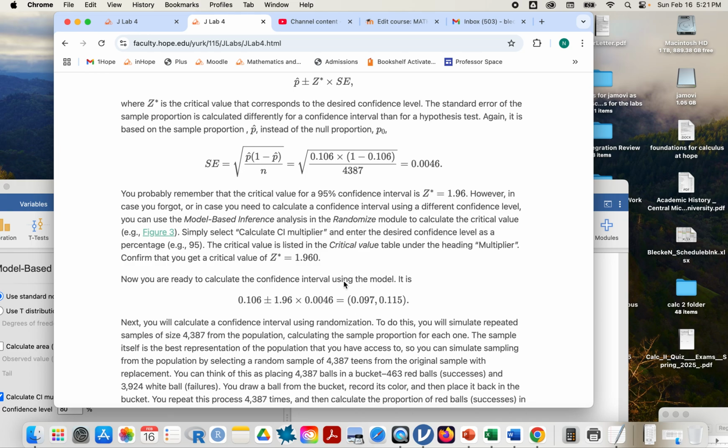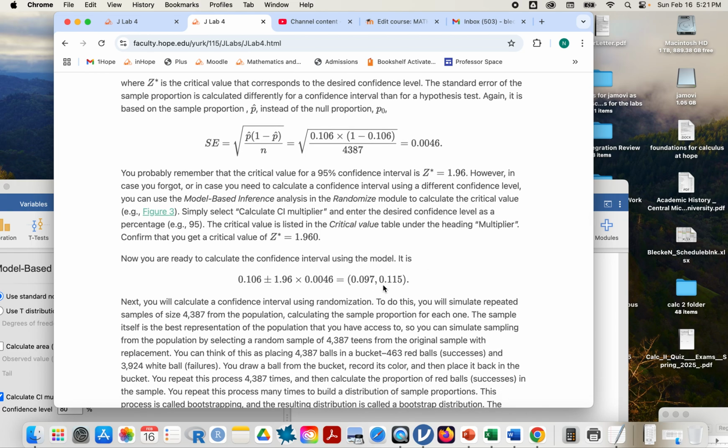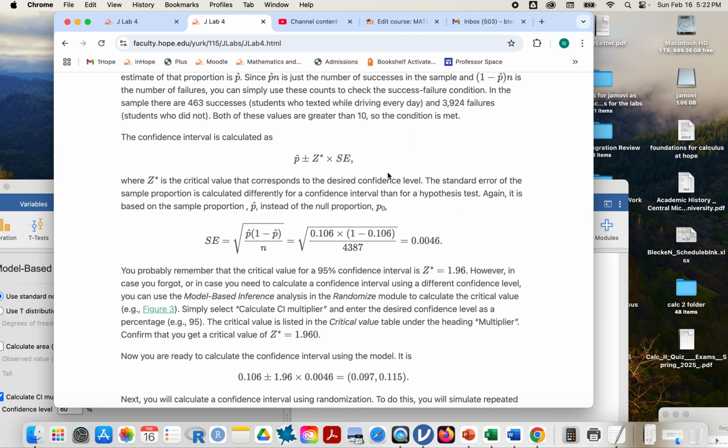Okay, so that's our model based. In this situation, because it's model based, the distance from the estimator to the end is consistent on both sides, and that's the margin of error. So when we're looking at our model, this piece here is the margin of error, the z star times the standard error. And the plus or minus comes into play because you're going both to the left and to the right.